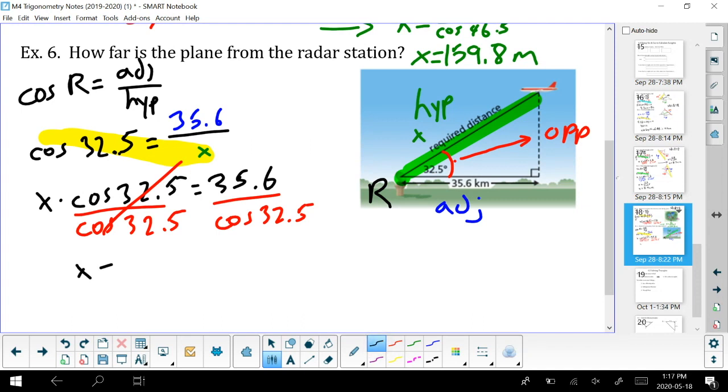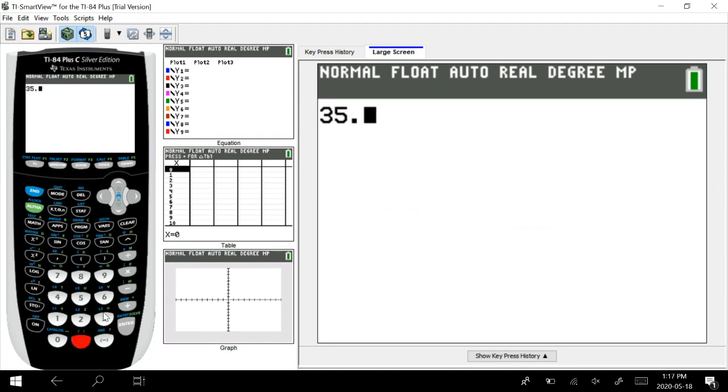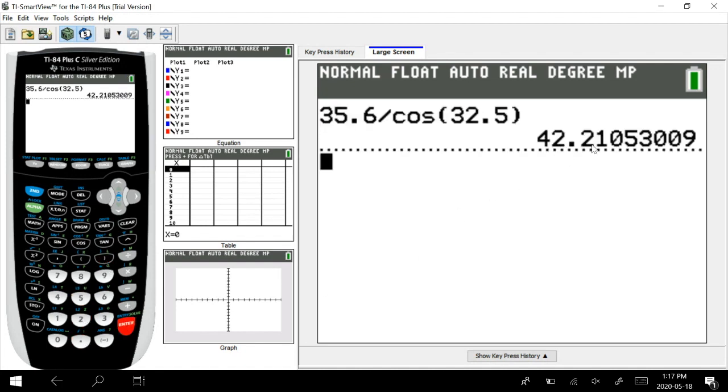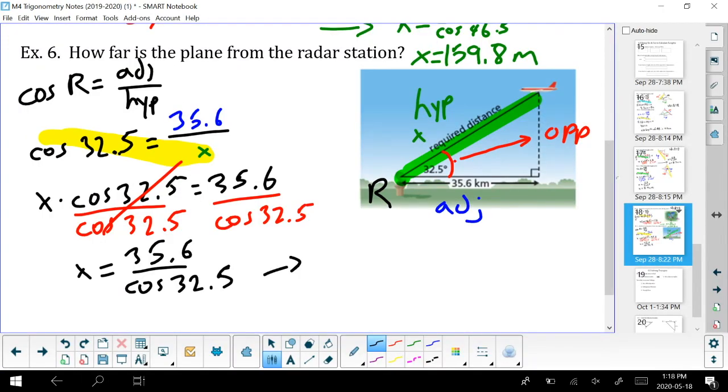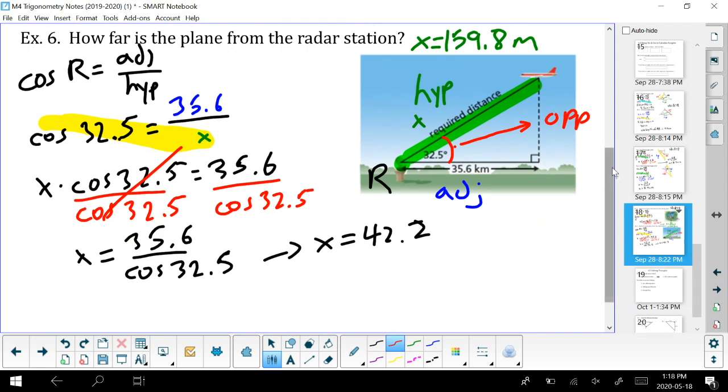And we're finally left with x is equal to 35.6 divided by the cosine of 32.5. So we got 35.6 divided by the cosine of 32.5. And that gives us 42.2. So we have x is equal to 42.2. And something that I realized we forgot to do is to add sentences to both of these questions here.